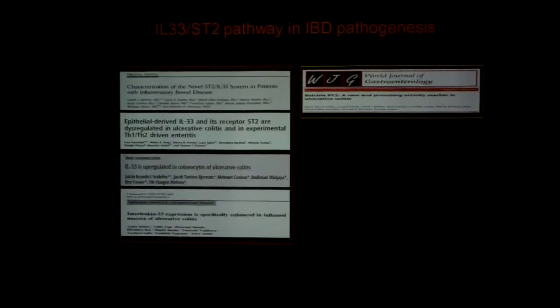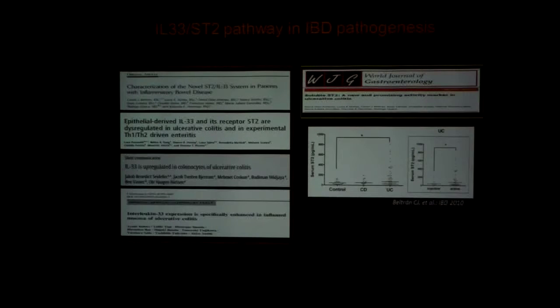So we characterized this pathway in 2010, and after that, other papers came up. We published in Inflammatory Bowel Diseases journal that the levels of the soluble variant of the receptor in the serum are increased in Crohn's disease and ulcerative colitis patients. And when we characterized this cohort of patients according to the active or inactive state, we found that in the active patients, the levels were significantly increased.